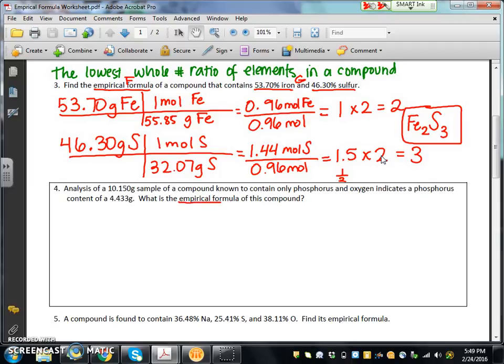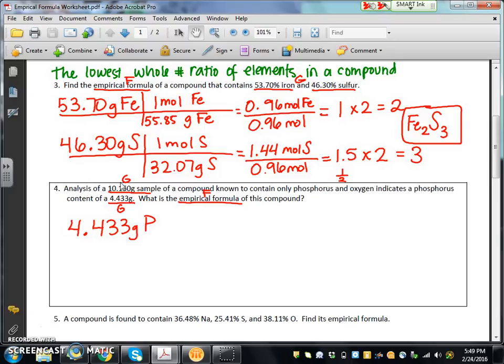So they're asking us for the empirical formula, and they give us in the problem 4.433 grams and 10.150 grams. Now, 4.433 grams is for phosphorus. 4.433 grams of phosphorus. And they tell us in this compound that it contains phosphorus and oxygen. But they don't tell us how much oxygen we have.